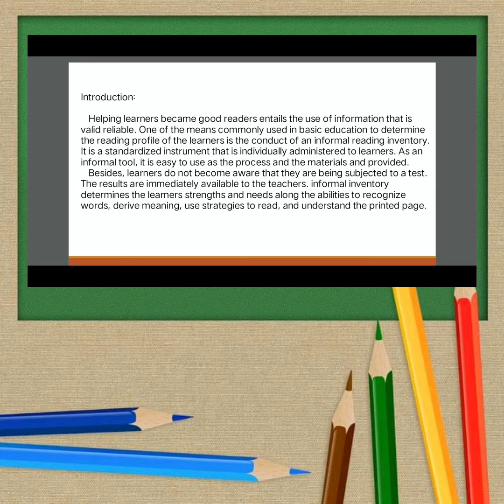Informal inventory determines the learner's strengths and needs along the abilities to recognize words, derive meaning, use strategies to read, and understand the printed page. Usually, a pre-test is conducted to assess the current reading abilities of the learners. Initial baseline data can be used by the teachers to design a reading instructional plan to help learners with needs and concerns. Learners who struggle at a certain reading passage are given a less difficult one. They are assisted in overcoming the weaknesses in the post-test. Results reveal the progress of the learners in reading as well as the effectiveness of the interventions provided by the teacher.